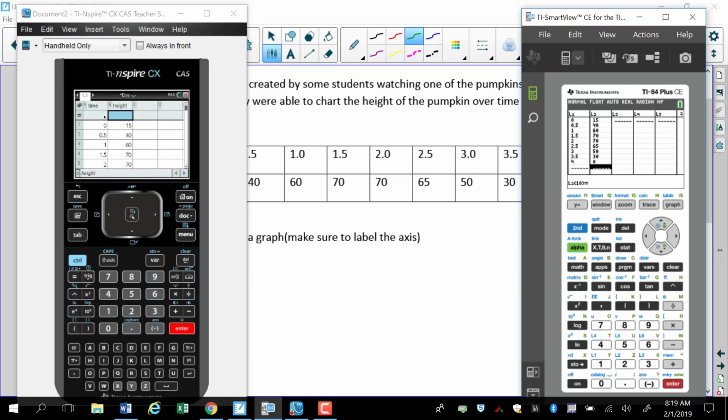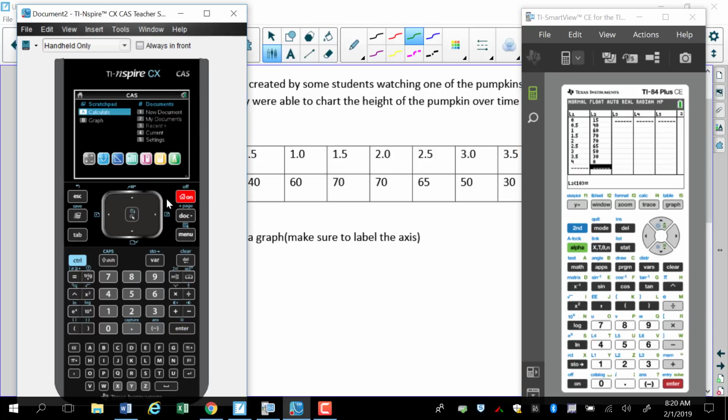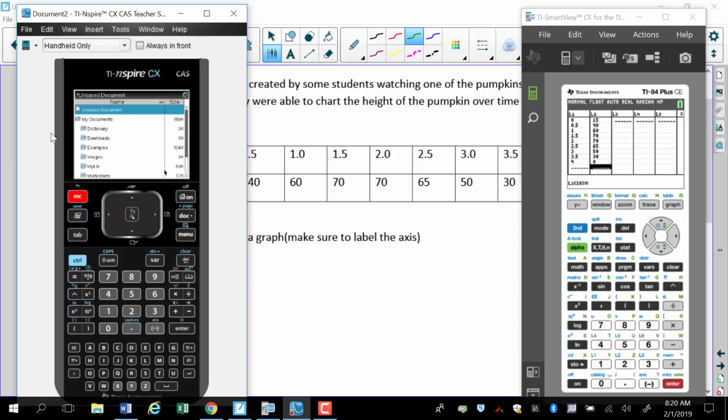One of the things to make sure of if you're on the Inspire is to go up here, skip the equal sign, go up to where this tag mark is and type in time and height. You'll need that. Go back to the document screen, to your unsaved document. Then you're going to hit Control plus Page, and add Data and Statistics to get this screen.